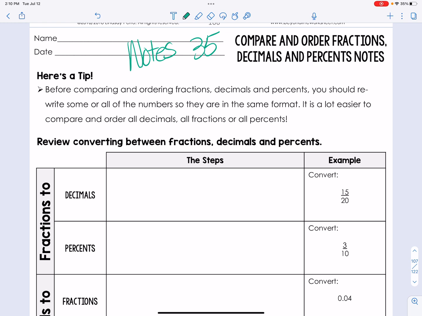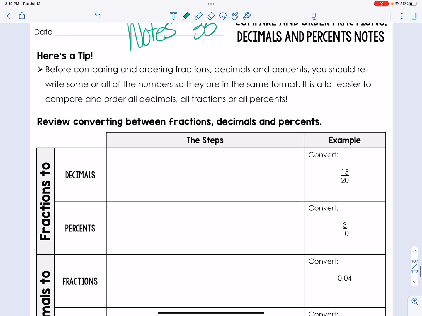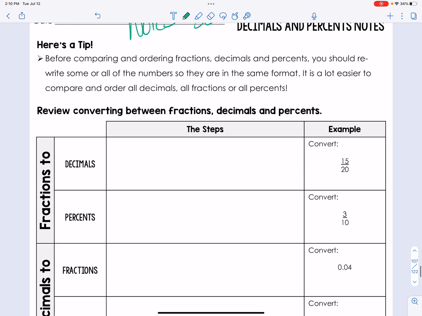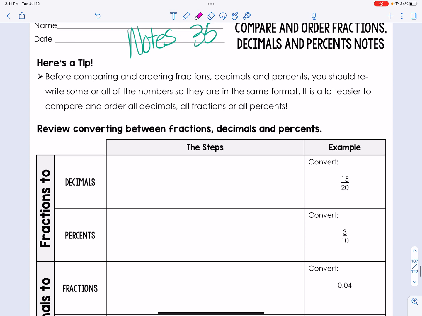All right, so we're going to go to page 35 to start with, and we're going to talk about comparing and ordering fractions. Okay, so the best way, before comparing fractions, decimals, and percents, is to write them all in the same format, because then it's easier to compare them. So to go from a fraction to a decimal, this is the notes telling you what to do.